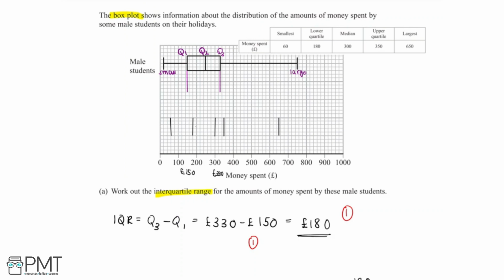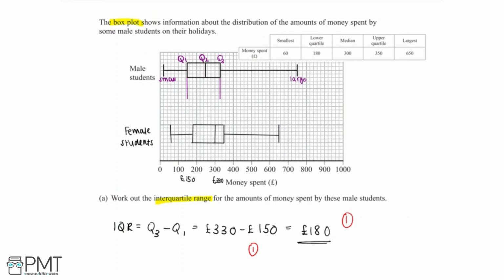Now let's join these lines together. Now the lines for the lower quartile and the upper quartile meet and create a box. And then we'll join up the lines for the smallest value and the largest value. And now we'll label this female students. And so we've now drawn a fully correct box plot, allowing us to get the full 2 marks needed for Part B.